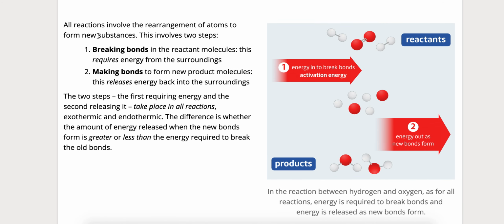So, all reactions involve the rearrangement of atoms to form a new substance. This involves two steps. The first step is to break the bonds in the reactant molecules. This requires energy from the surroundings. Step 2, making bonds. So this is where bonds are made to form new product molecules. As a result, this releases energy back into the surroundings.